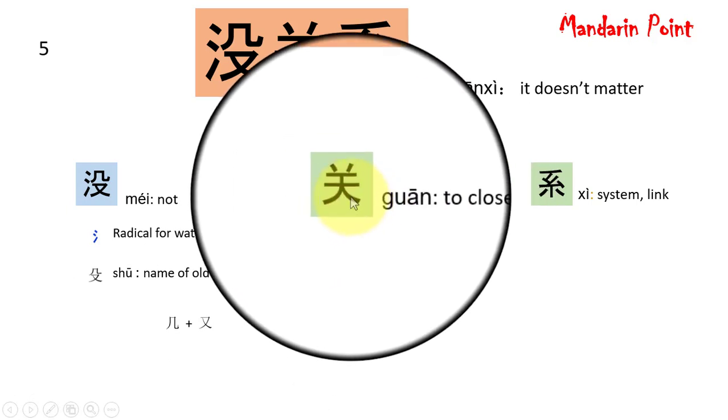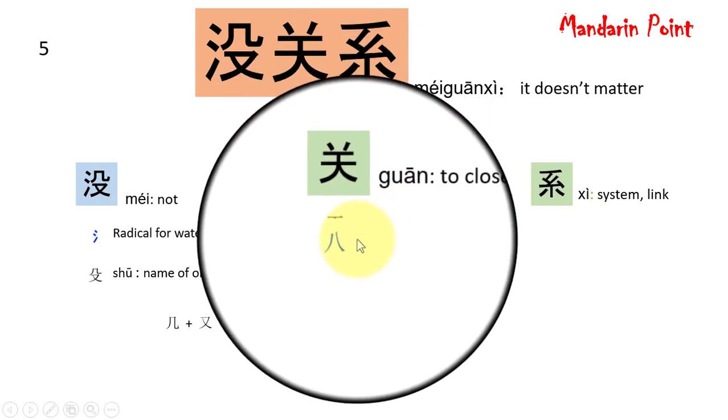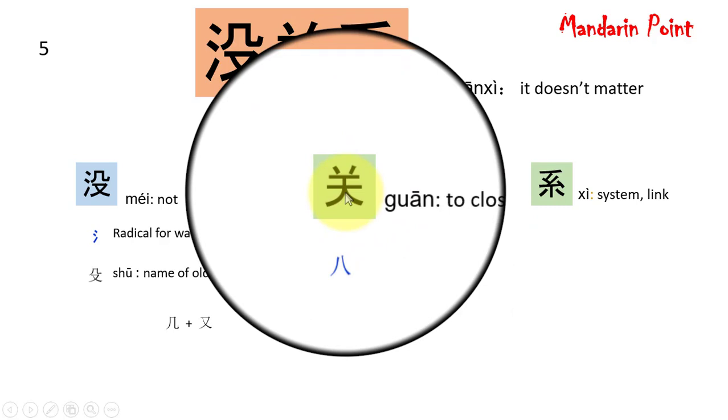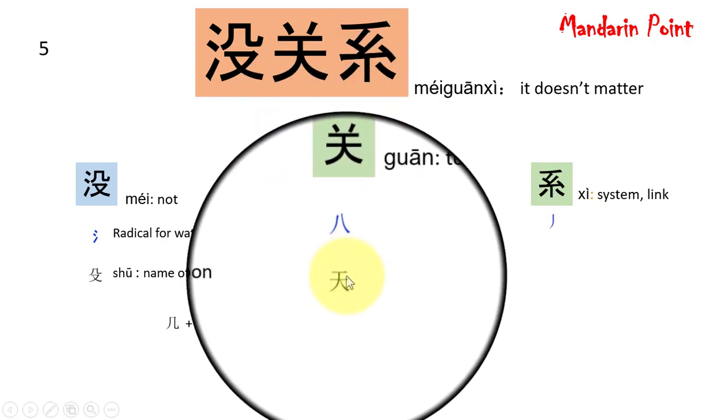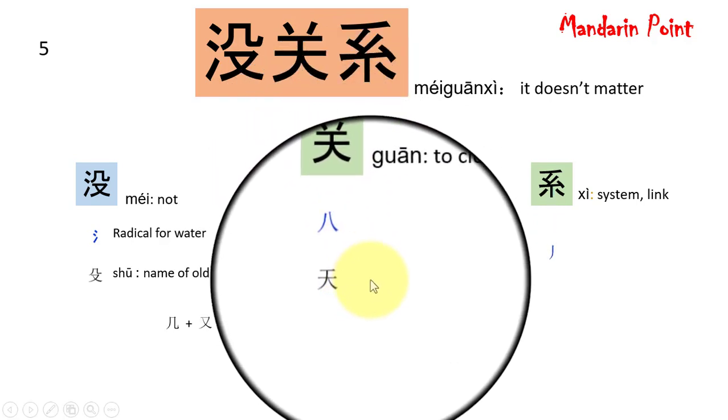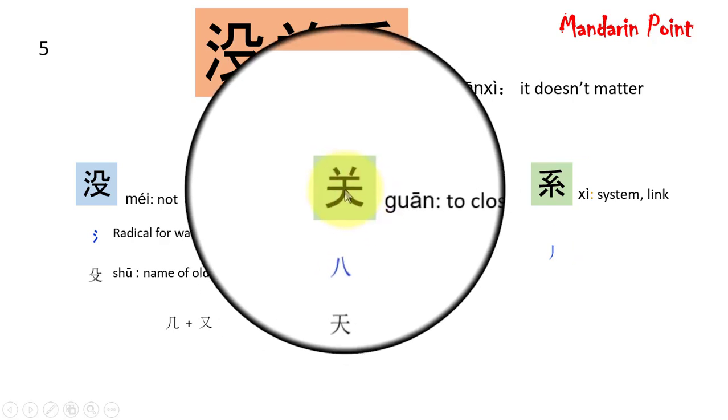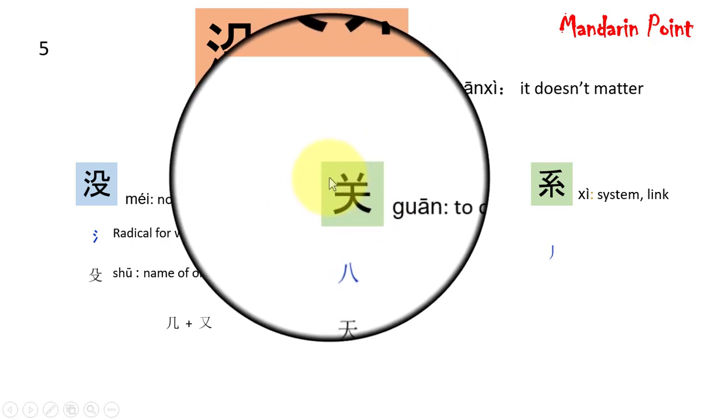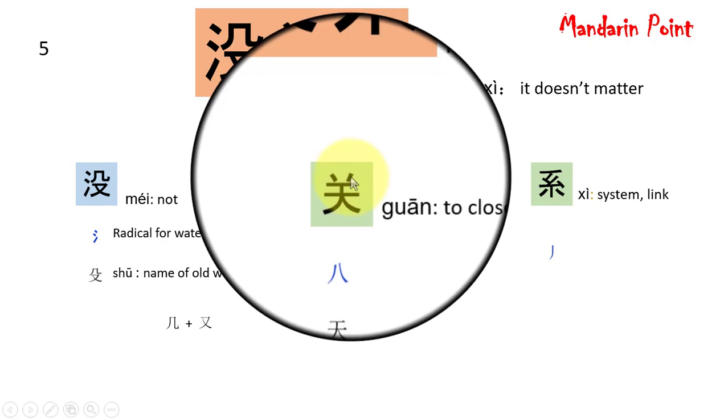Guan can further be decomposed. At the top of it we have this pa, and at the bottom side it is tian, which means day or sky. So guan is composed of this tian and this pa.